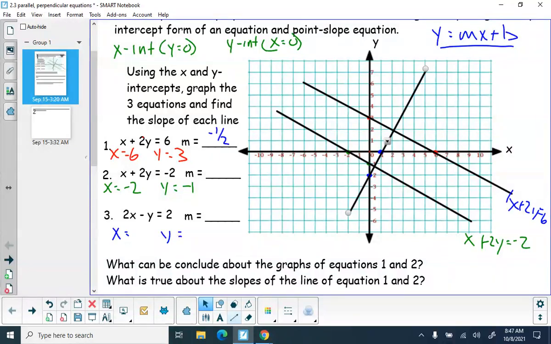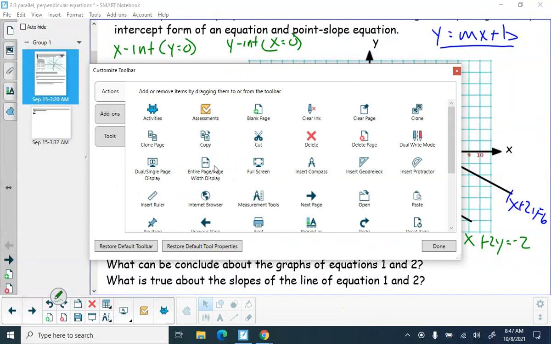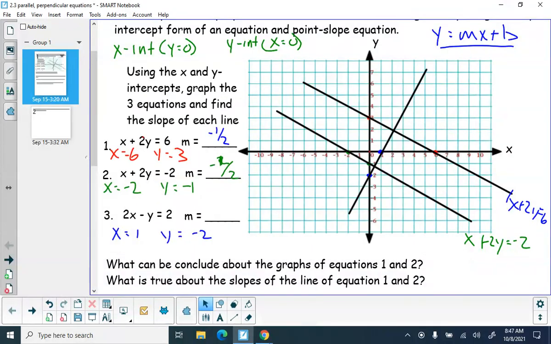If I look at the slope of the second one, what do we get for the slope of the second one, Sarah? Negative 1/2. We have negative 1/2 there also. And when I look at the slope of the third one, what do we get for the slope of the third one, Jalen? 2. So there are the values that we have.